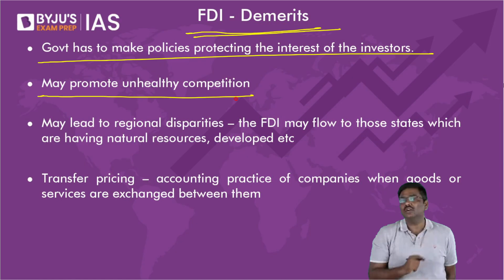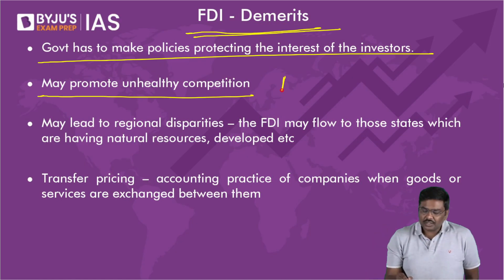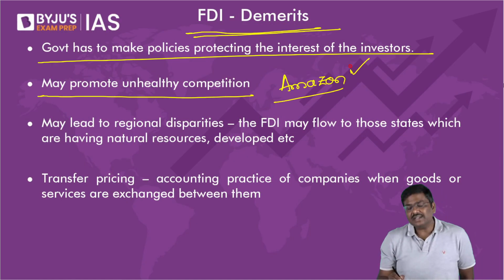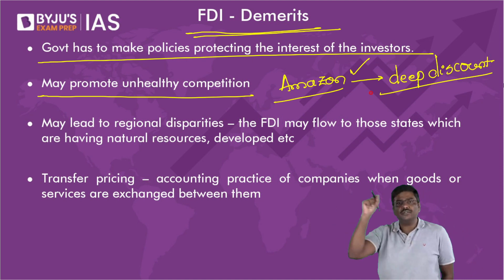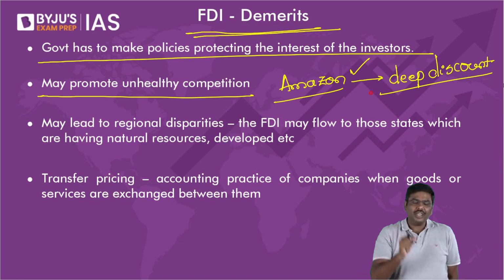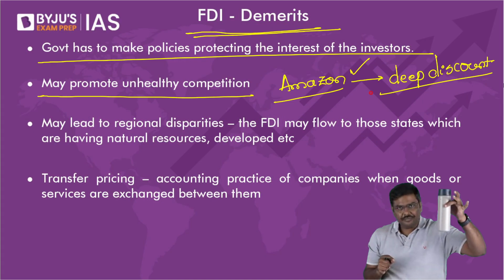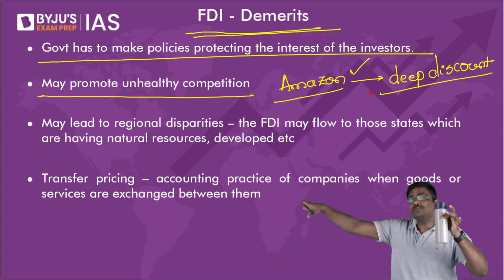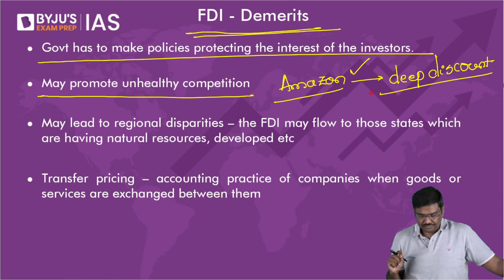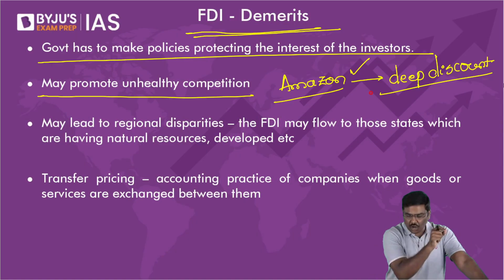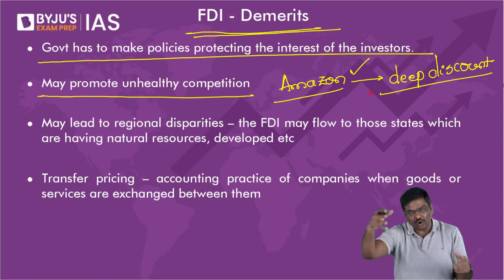Sir, what do you mean by unhealthy competition? In case of companies such as Amazon, there is an allegation. What is the allegation? Amazon sells the product at very high discounts, which is called deep discounting. Now, do you think this bottle sold by Amazon and the bottle sold by traditional shops, do you think the traditional shops will be able to compete with Amazon? No, they are not able to compete.